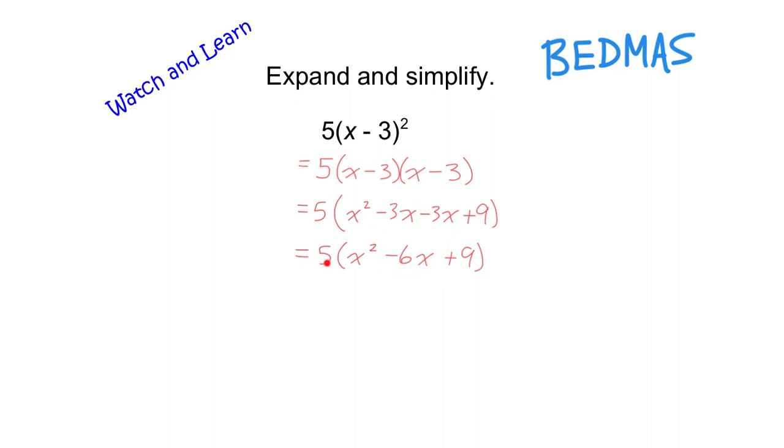Now I have this multiplication. I have a 5 in front of the brackets. Remember what that means. The 5 gets multiplied by every term inside the brackets. So when I do that, 5 times x squared is 5x squared. 5 times minus 6x is minus 30x. 5 times 9 is 45. I don't have any like terms, so I can't simplify this any further. That's it. So to expand and simplify this, I did the exponents first, multiplied, and I got my final answer.